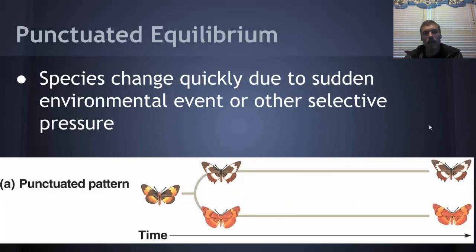In contrast, we have punctuated equilibrium. Here's where the species would have changed very quickly due to some sort of environmental event or other selective pressure. Maybe there was some sort of extinction, so new niches were opened up, or some sort of natural disaster, something like that. And so there's a lot of selective pressure put on the butterflies, so they change rapidly.